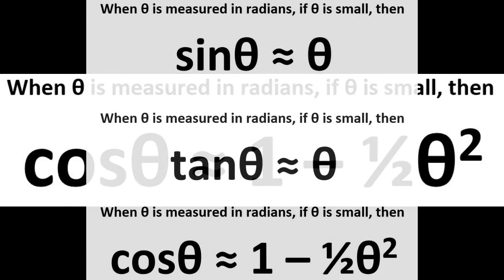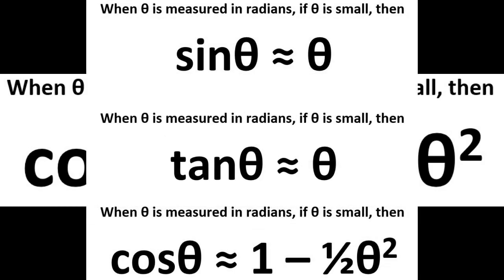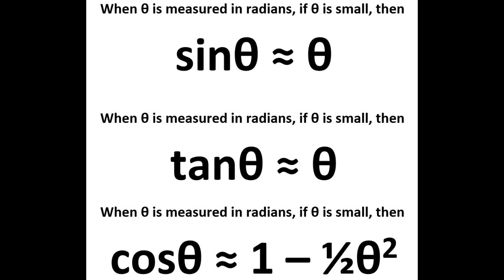So finally, here's a summary of all three of those. Obviously the sine and tan ones are really easy to remember. Cos 1, just got to be a little bit careful with that half. You might prefer to write it as 1 minus theta squared divided by 2, but if you do that, don't forget it's only the theta squared that's divided by 2, it's not the 1 that's divided by 2 as well.